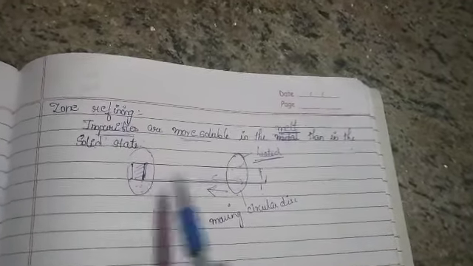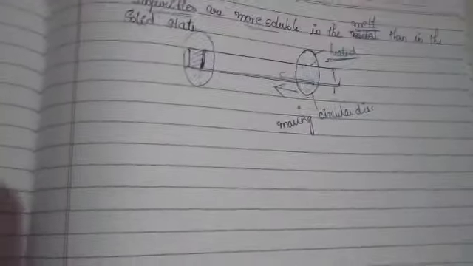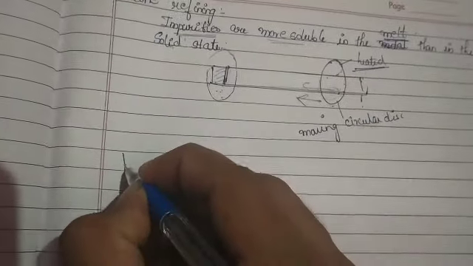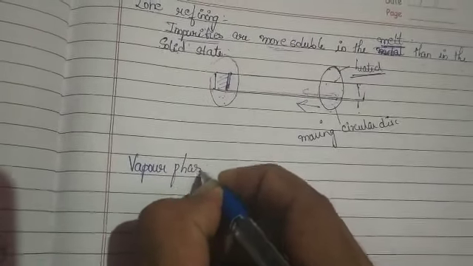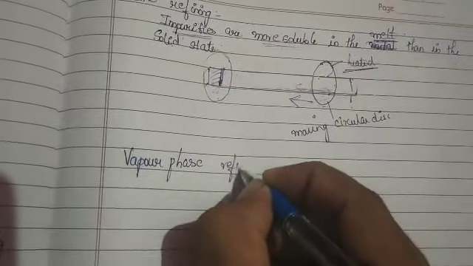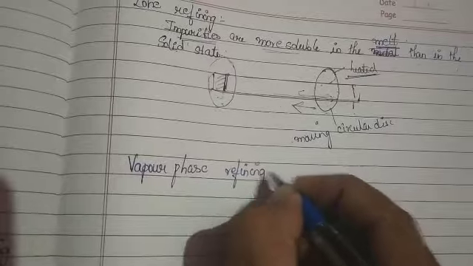Okay, coming to the last and most important technique of refining, which is called vapor phase refining. Of course, from the name itself you get a hint of the way we are going to refine the metals: by the vapor phase.